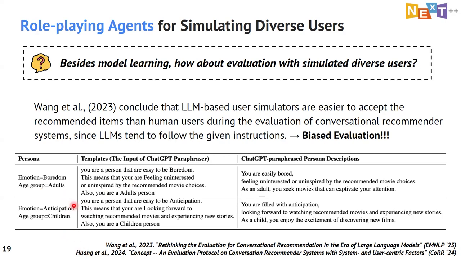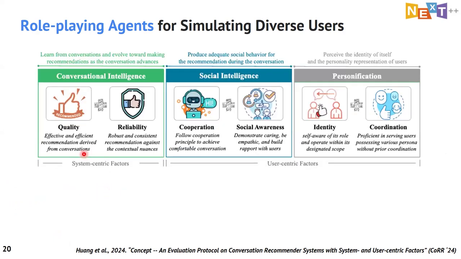So in this paper, also just released on arXiv in previous months, the authors proposed to use different kinds of personas to simulate different kinds of users with different emotions, or categorized into different age groups, to simulate different types of users. We want to use these different types of simulated users to evaluate the conversational recommender system to obtain a more comprehensive evaluation. So in this paper, the authors first proposed a comprehensive evaluation framework for conversational recommender systems. It includes both system-centric factors and user-centric factors.